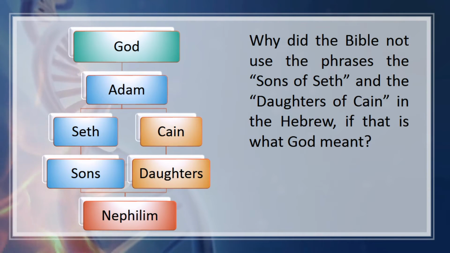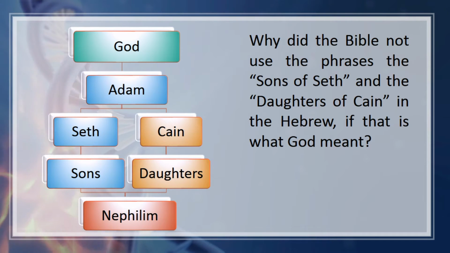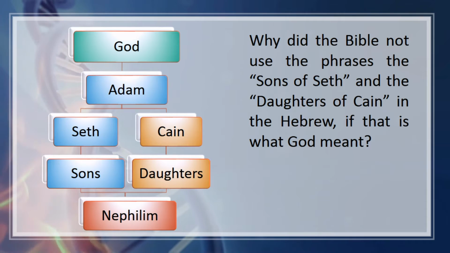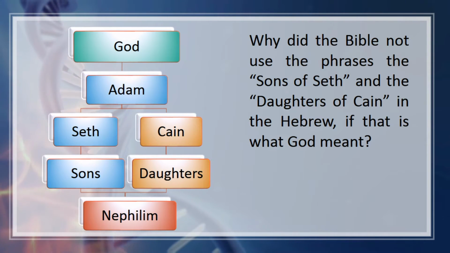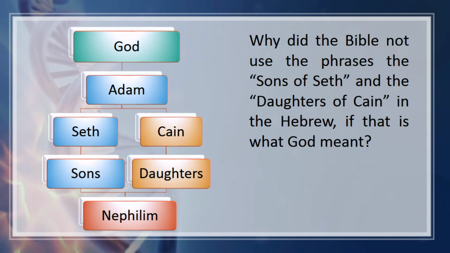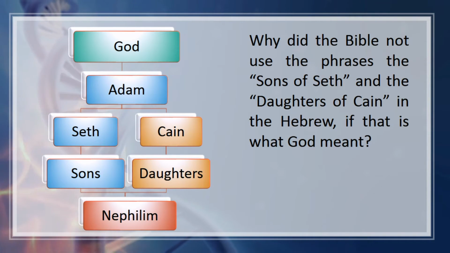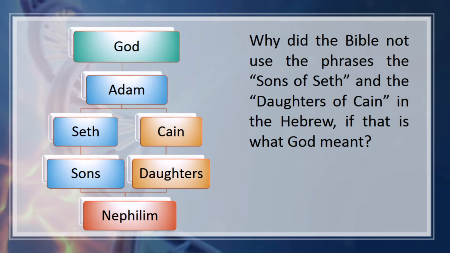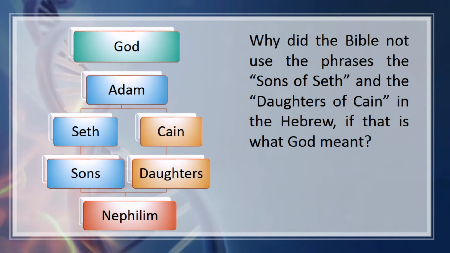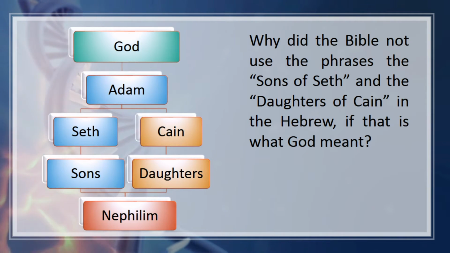Notice that the sons and daughters in this view are both actually direct descendants of Adam, but the text only says that the daughters were descendants of Adam. And this is a major clue that something is wrong with this interpretation. Why would two different phrases be used to describe the union of the direct offspring of the first man Adam? Why did the Bible not use the phrases, the sons of Seth and the daughters of Cain in the Hebrew, if that's what God meant? Clearly, that would have been how to describe what this view believes, but the text did not describe things in this way at all.